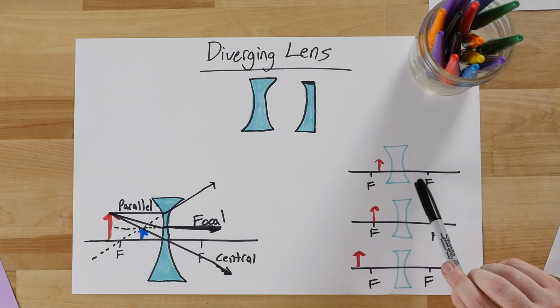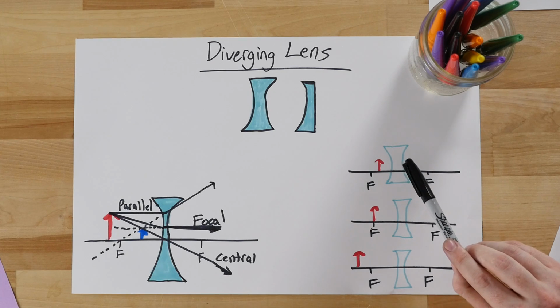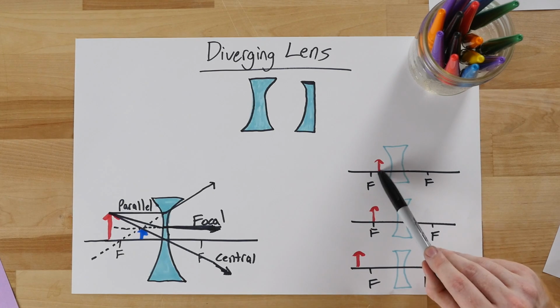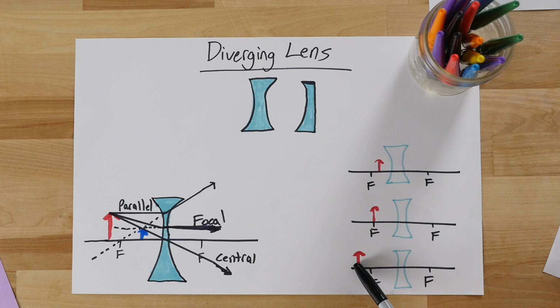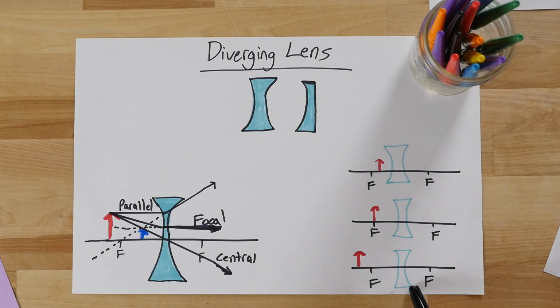Now you should be able to see how the diverging lens affects objects when these objects are placed within the focal length, at the focal length, and beyond. So try ray diagrams and the lens equation to figure out how these images will differ.